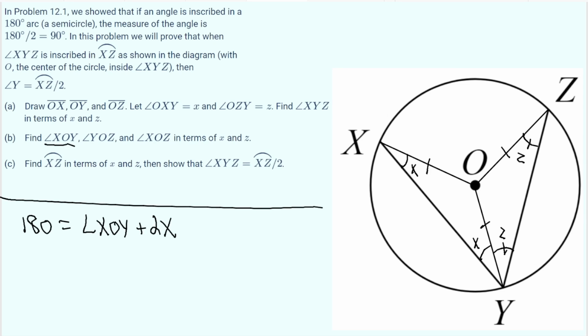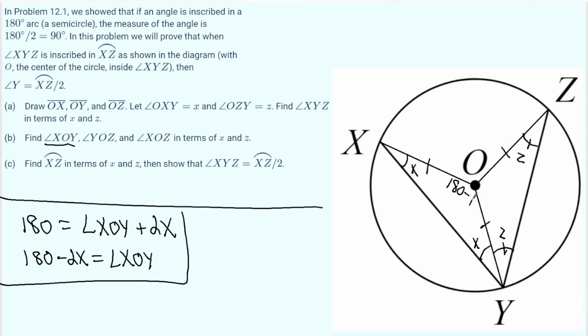And if I simply subtract 2x on both sides of this equation, we get 180 minus 2x is equal to angle XOY. So now we have an expression for our angle XOY in terms of x. We know that it's 180 minus 2x. A little funky looking, but whatever.